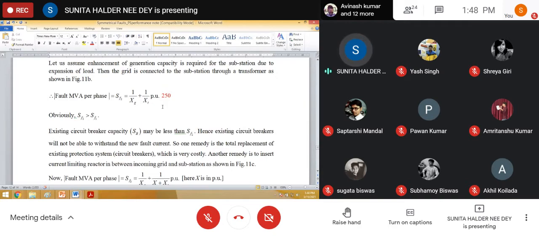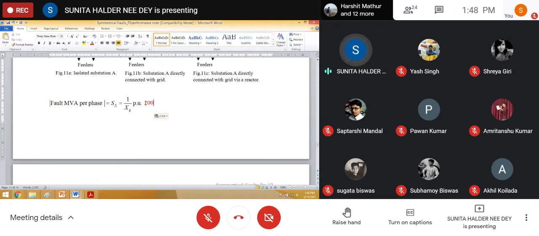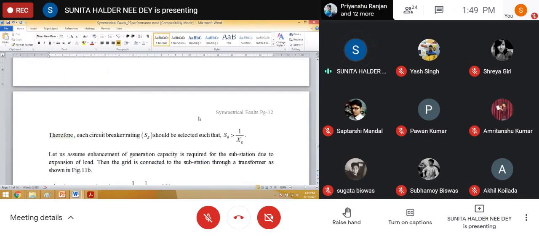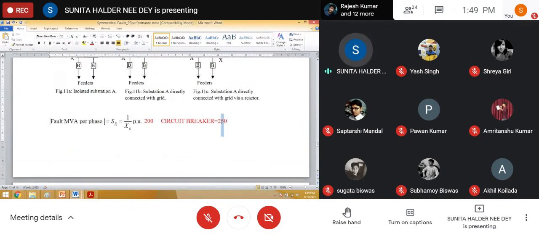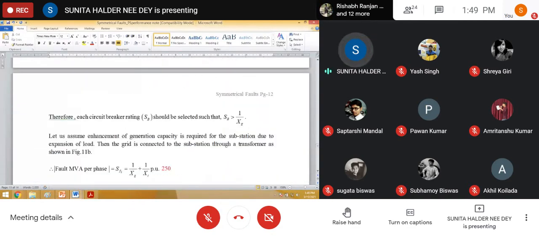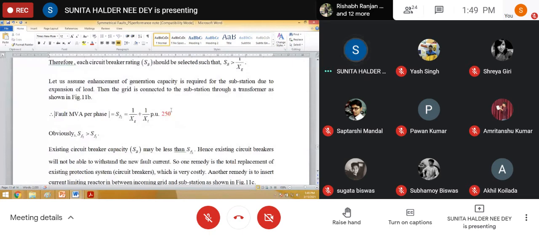Now, say you have connected a protection system based on this 200. Say you have connected 250, your CB is of 250. Then during grid connection also it will serve the purpose because it is 250, at the limiting condition. But if you have connected a CB of 230, then it will not work here. So it will depend on which CB you have connected.